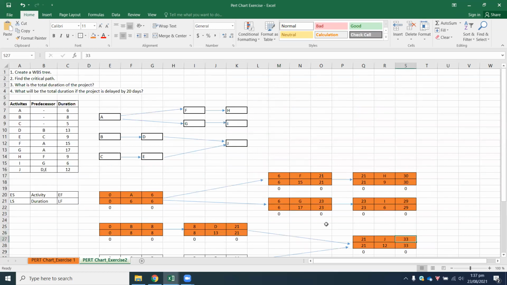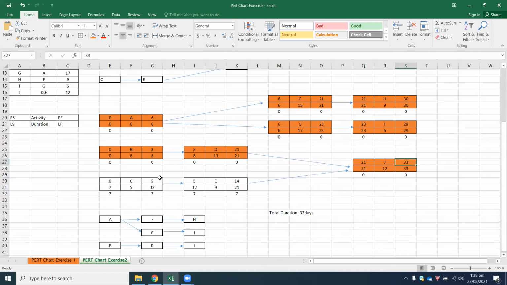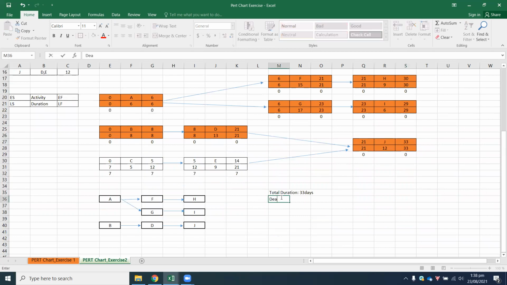Now, the next part of the question is, what will be the total duration if the project is delayed by 20 days? So your delayed duration is going to be very simple. 33 plus 20 gives you a value of 53 days.